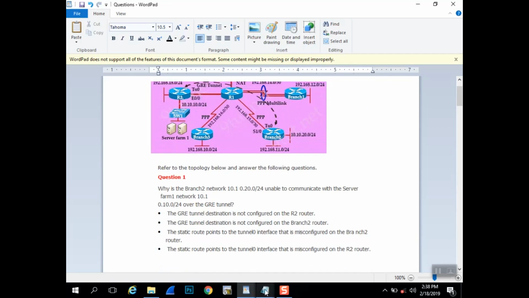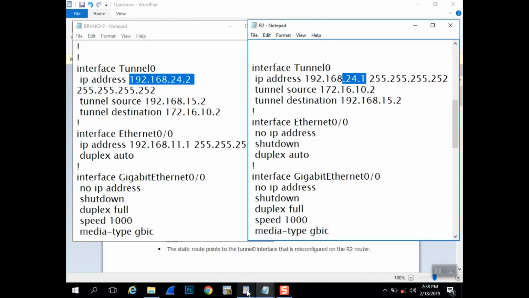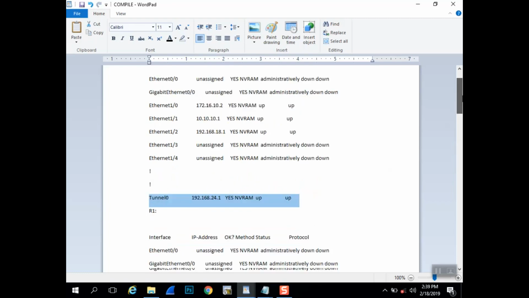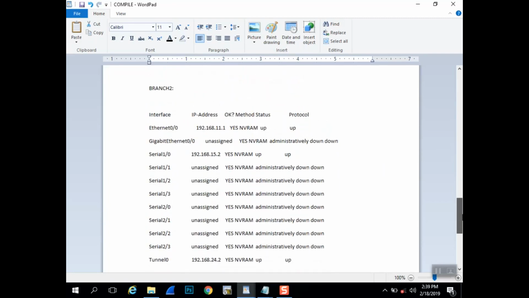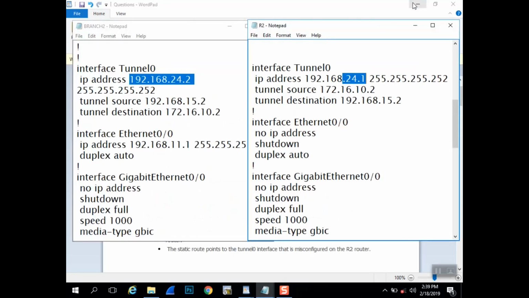So, as you can see here, let's go with the branch 2 configuration and R2. But first, let's check the interfaces. We'll use the command show ip interface brief, and here it is for the R2 interfaces. As you can see, I have here the tunnel 0 with the address 192.168.24.1, and it's up. Now let's go with branch 2, and here it is. I also have here the tunnel, which is .2, and it's also up. Now let's go and see the configuration. So here it is, this is for branch 2, and this is for R2.